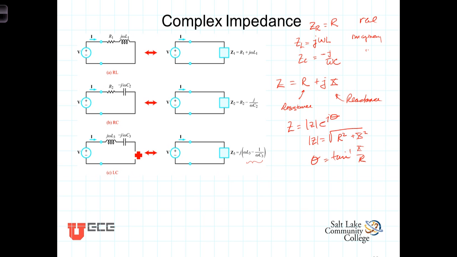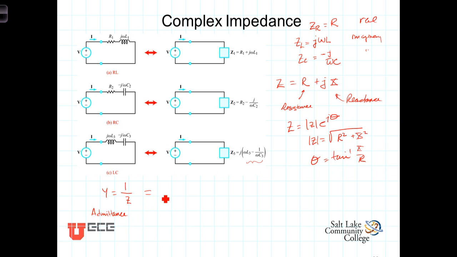Now, there are times when it's convenient to talk about not impedance, but 1 over the impedance. So if the impedance is a measure of the circuit's tendency to impede the flow of electrons, 1 over the impedance becomes a measure of the circuit's ability to conduct electrons. And we refer to that as, call it capital Y, and it's referred to as admittance.